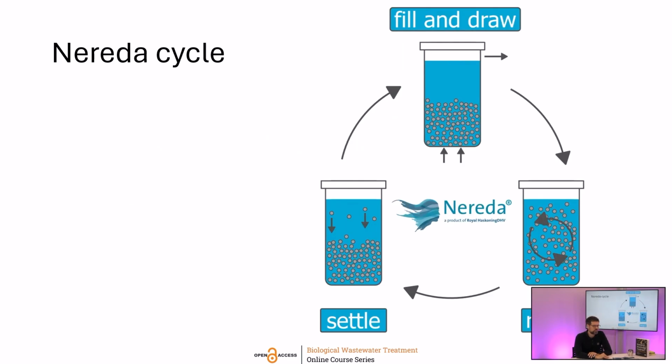Here I drew the Nereda cycle. So that's basically how the Nereda process constantly works. We feed, we react, we settle, we feed, we react, we settle. And that's a constant process of alternating steps in the batch system. That's typical for the current aerobic granular sludge process.